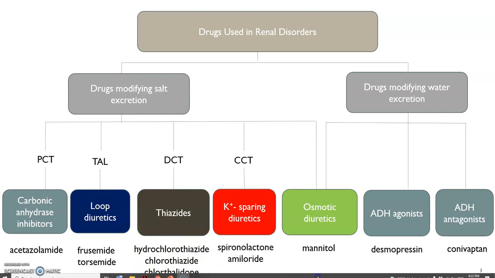Then we have the potassium sparing diuretics, spironolactone and amiloride, very important drugs, at the collecting tubule. Then we have the category that modifies both salt and water excretion. These are the osmotic diuretics, an example is mannitol. And then the others are ADH, antidiuretic hormone agonists, such as desmopressin, and the ADH antagonists, such as conivaptan.